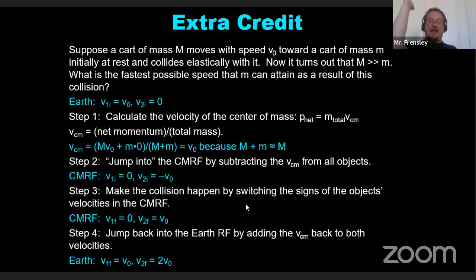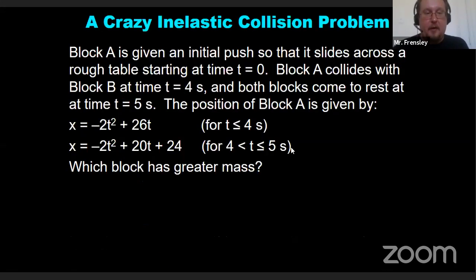So if you have a gigantic object that elastically collides with a little object at rest, the little object cannot obtain any better speed than twice the speed of the big object, right? So there you go. It's a little factoid. I don't know if you'll ever need to know it.